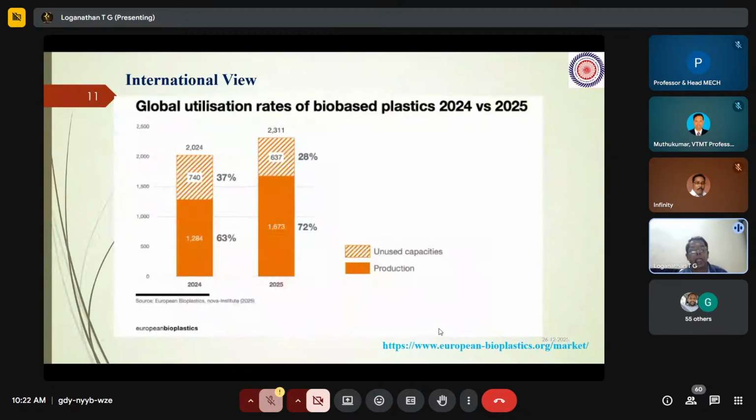Whereas in the current year, there is a proportionate rise of production and utility. Around 72% has been used of the total production, and 28% is unused. So you can see that the production is increasing as well as the utility is also increasing. So eventually there will be a high scope in future as well.